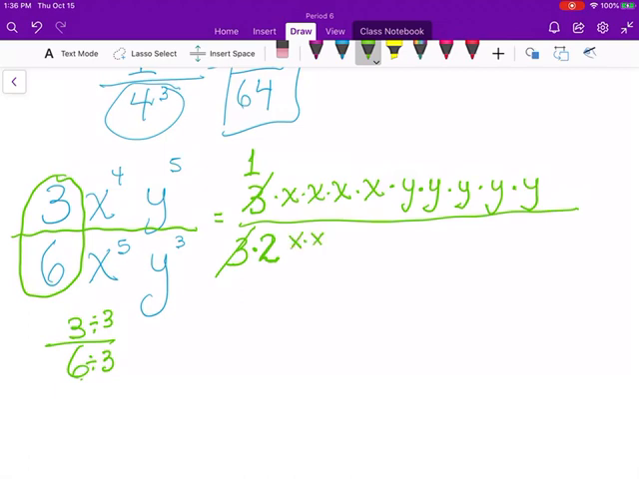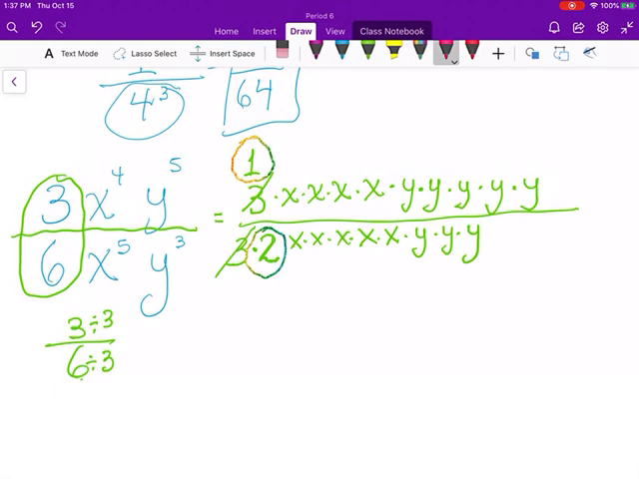The x's on the bottom, we have 5. 1, 2, 3, 4, and 5. And the y's on the bottom, I have 3. 1, 2, and 3. Okay, so I know that this part stays and that stays because you can't simplify more than that.